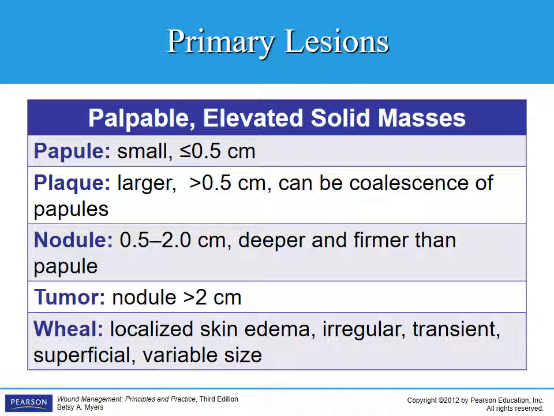A palpable or elevated solid mass is either a papule or a plaque, a nodule, a tumor, or a wheal. Each of these, again, is related to the size, the firmness, whether there's anything inside of it, or how deep it goes. I'm not expecting you to know all of these names, but just realize that primary lesions have different names depending on the size.